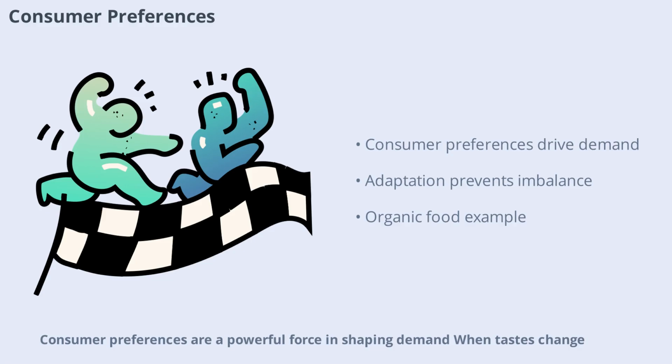Consumer preferences are a powerful force in shaping demand. When tastes change, demand for certain products can rise or fall dramatically. For example, a shift toward healthier eating increases demand for organic foods, affecting their equilibrium price. Producers must adapt quickly to these changes to maintain balance and avoid surpluses or shortages.